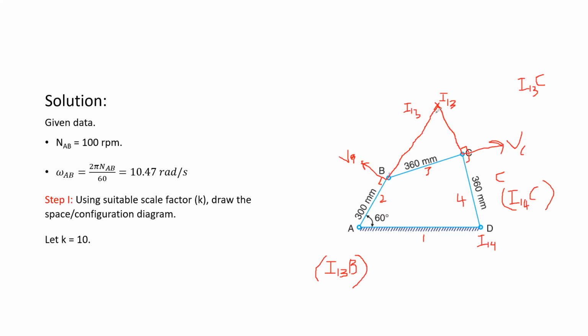Okay. So see, you have located here I12. You also have the I13. I12, we say that it is the ICR of link 2. I13, we say it is the ICR of link 3. And I14, we say it is the ICR of link 4.